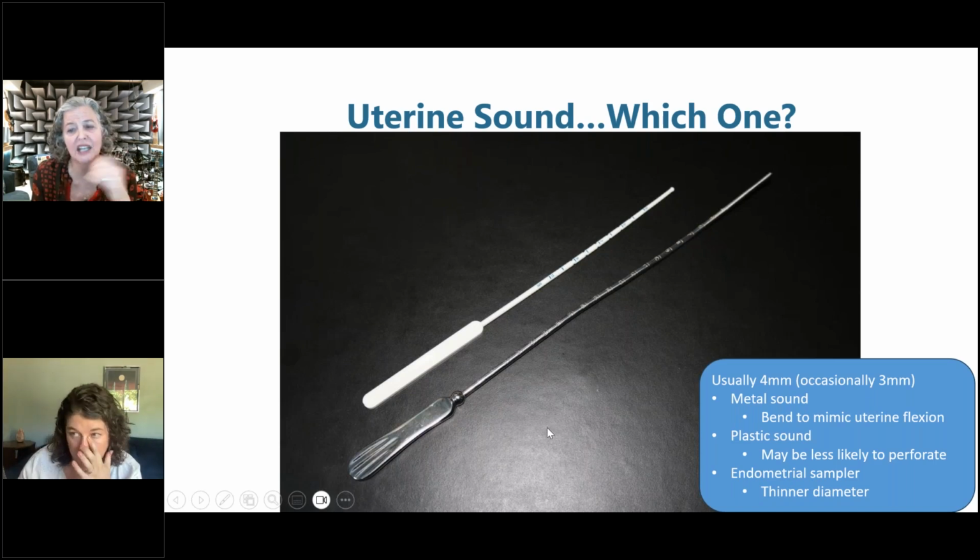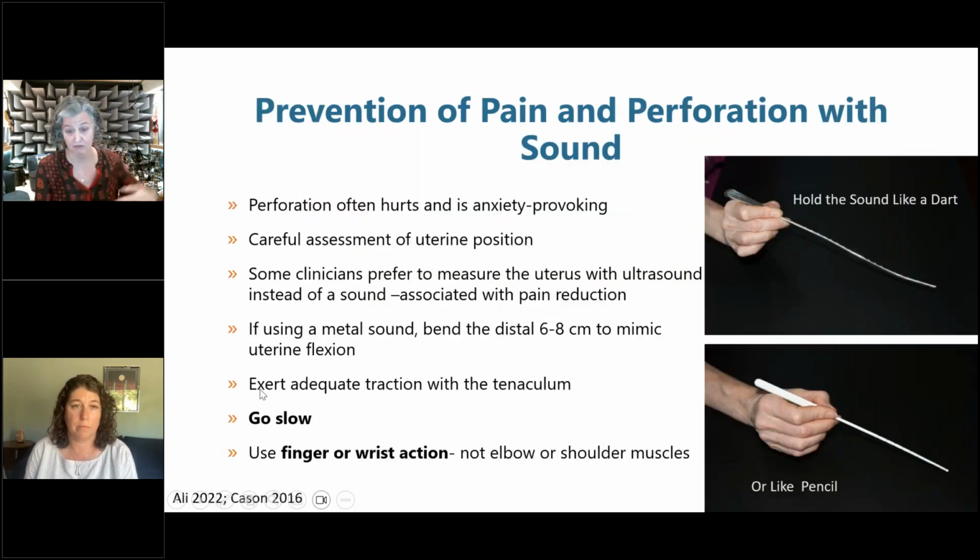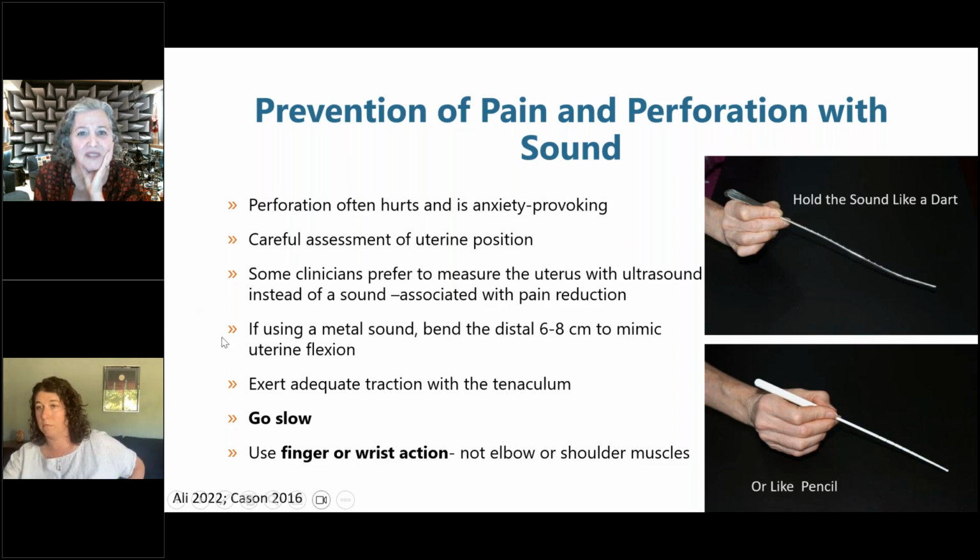The plastic sound may be less likely to perforate, because there was one study that Dr. Turok did in the operating room after uteri had been removed from patients, and he tried to perforate with the uterine sounds and tried to perforate with the inserters for all the IUDs, and the only thing he was able to perforate with was the metal sound. The endometrial sampler can be used as well, and that would be a thinner diameter, in case you were having difficulty sounding, or if you just wanted to spend the money for the endometrial biopsy pipelles.